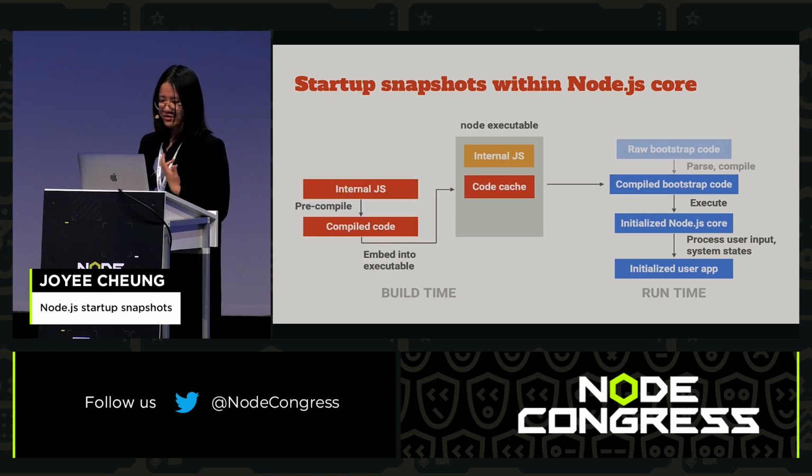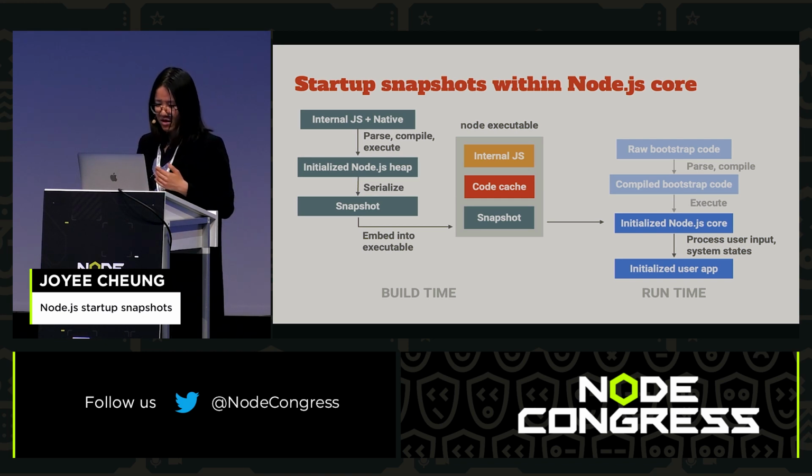And then we introduced embedded code cache. So at build time, we pre-compile all the internal JavaScript code and generate compile code cache. And then we embed it into the executable. And at runtime, we ask V8 to use the code cache and skip the parsing and compilation process. We'll still keep the internal JavaScript code as the source of truth in case the code cache doesn't validate in the current execution environment. But most of the time, the code cache is used, and we just skip the compilation process.